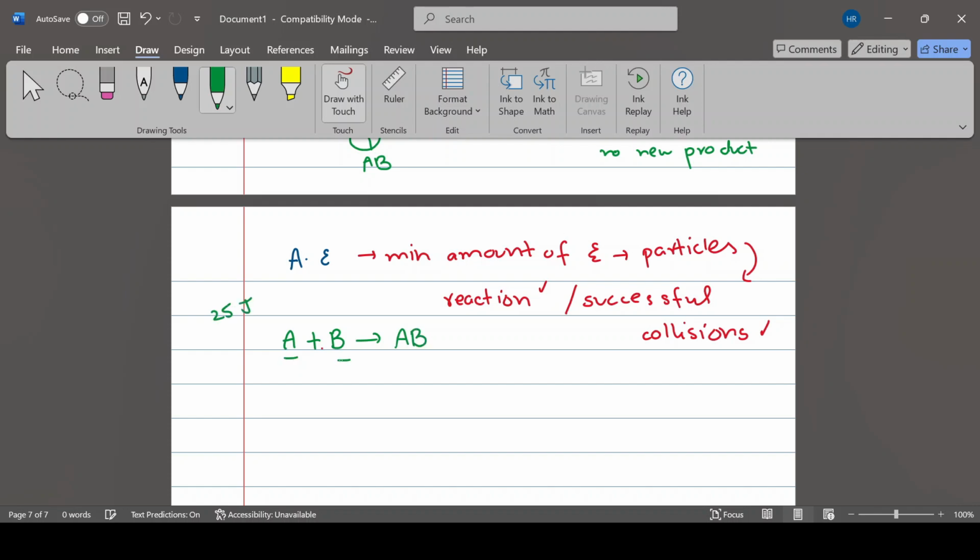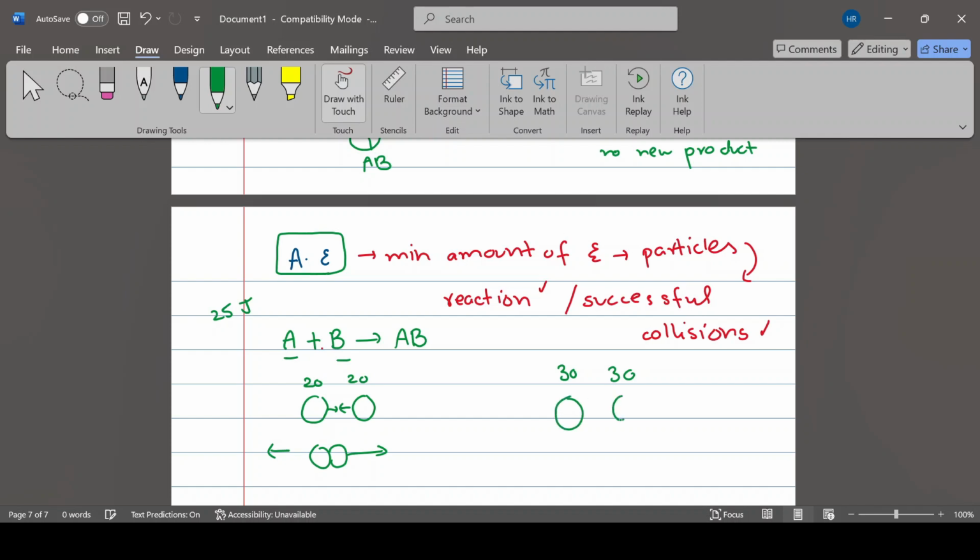If particles A and B have energy of 20 joules and 20 joules, this energy is less than the activation energy. That is why when they collide with one another, they are going to bounce back, because they're not crossing the activation energy threshold. Let's say now the particles have an energy of 30 joules and 30 joules.